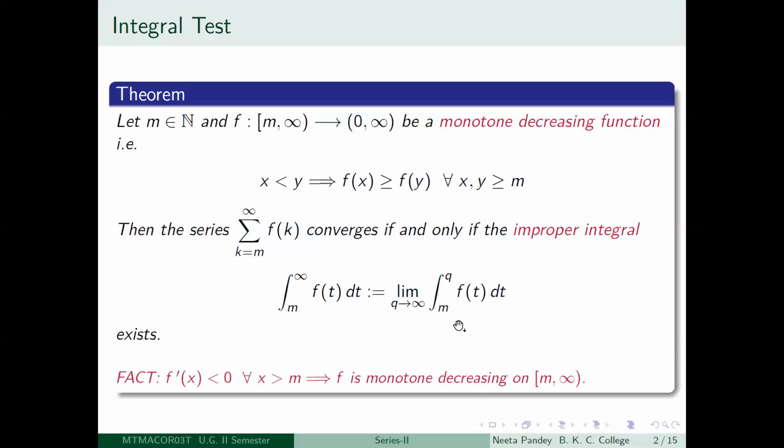So suppose you have calculated the integral from m to q of f(t) dt for every positive integer q greater than m. Then what you are getting is a sequence of real numbers, right? Starting from q equal to m plus 1. I'm just saying that q is a positive integer. So look at this definite integral. It will give some real number. That much will always happen. And therefore, what you will get is a sequence of real numbers starting from q equal to m plus 1 onwards.